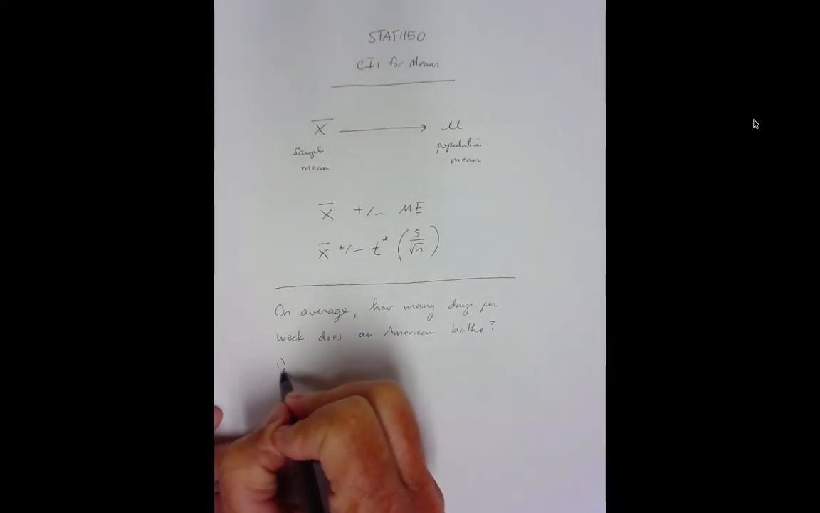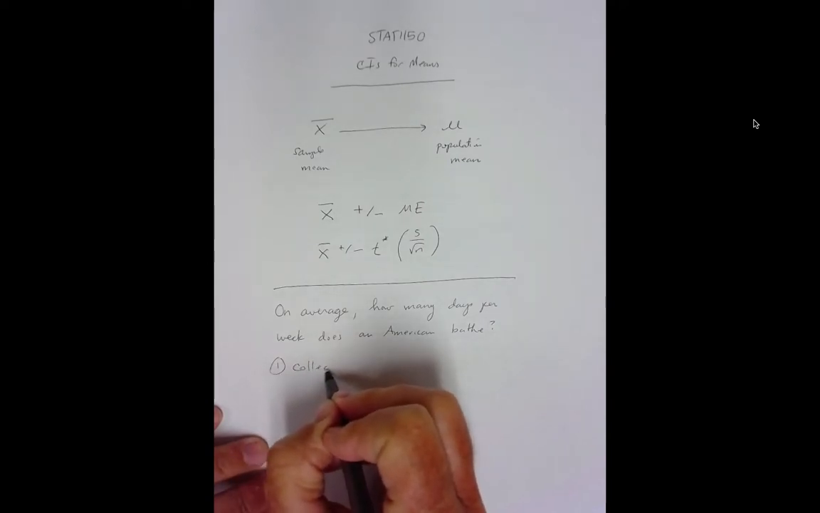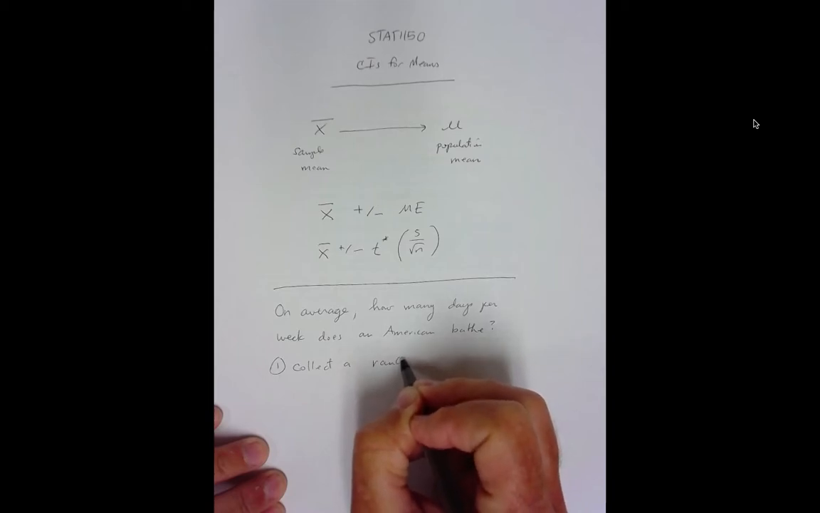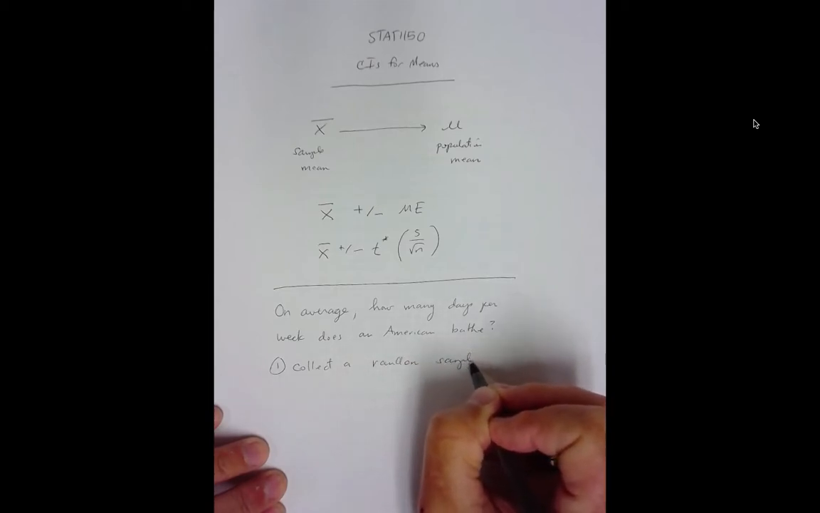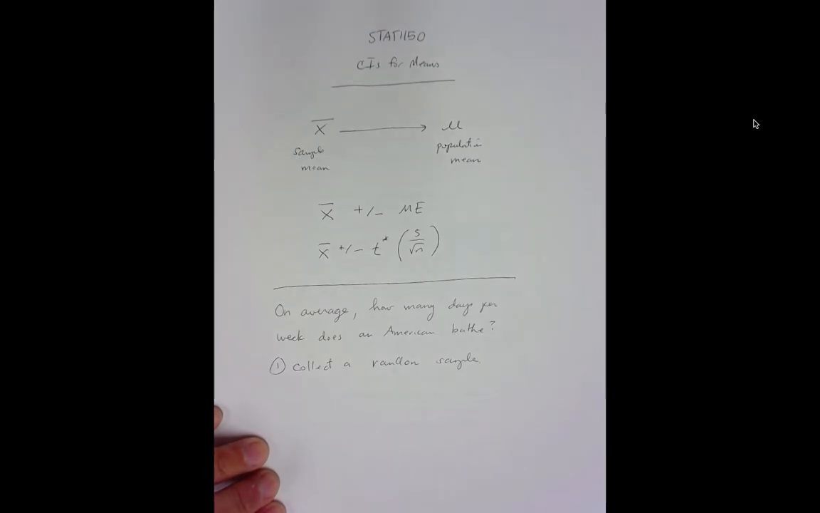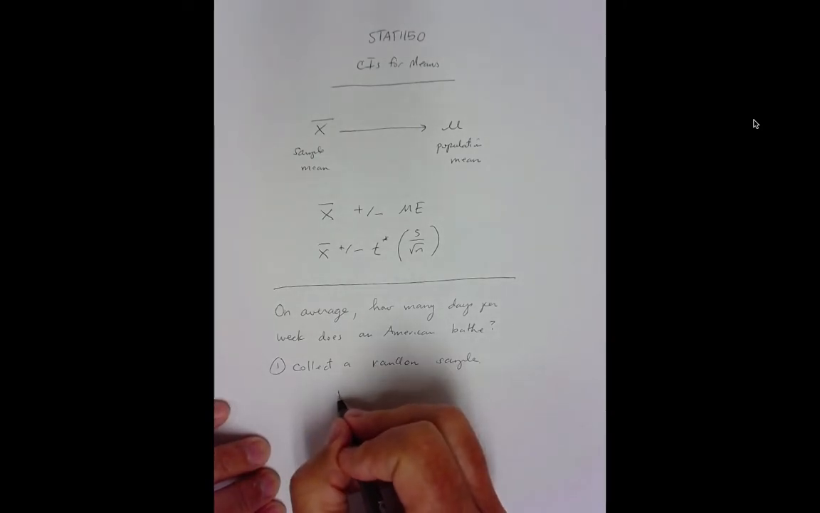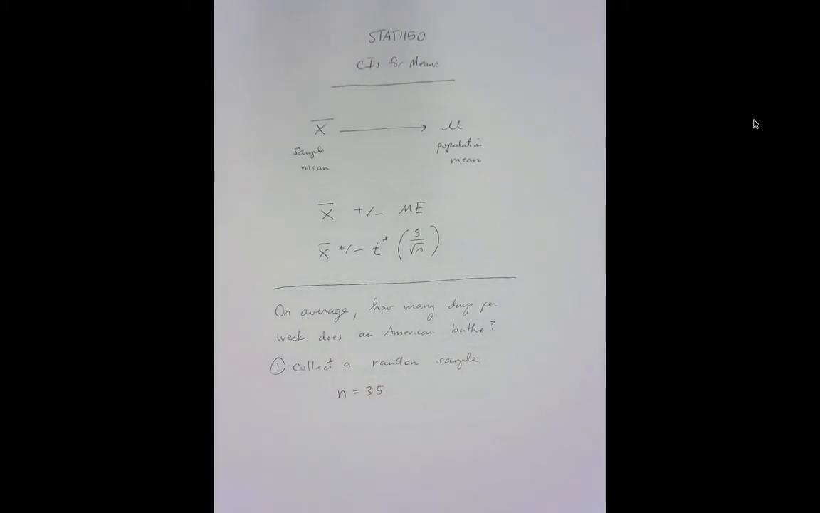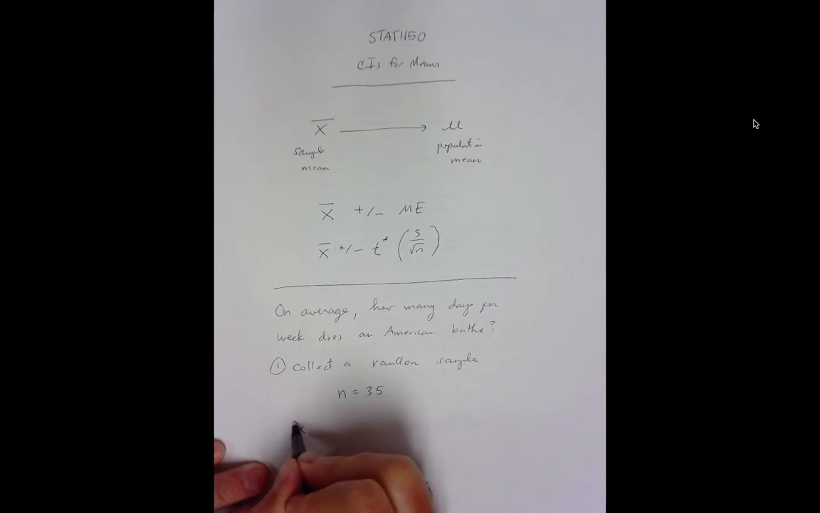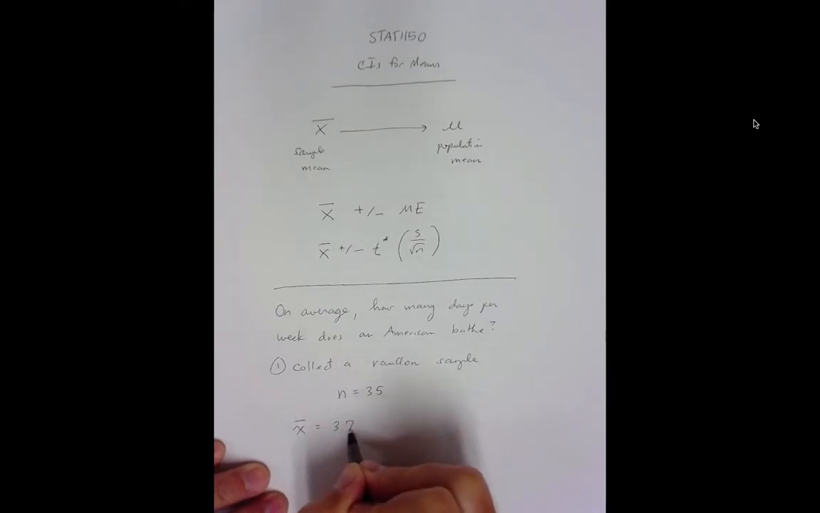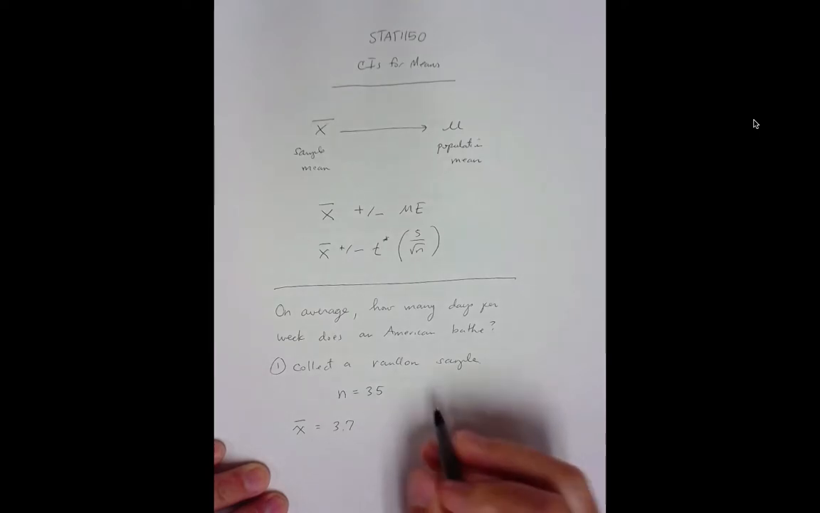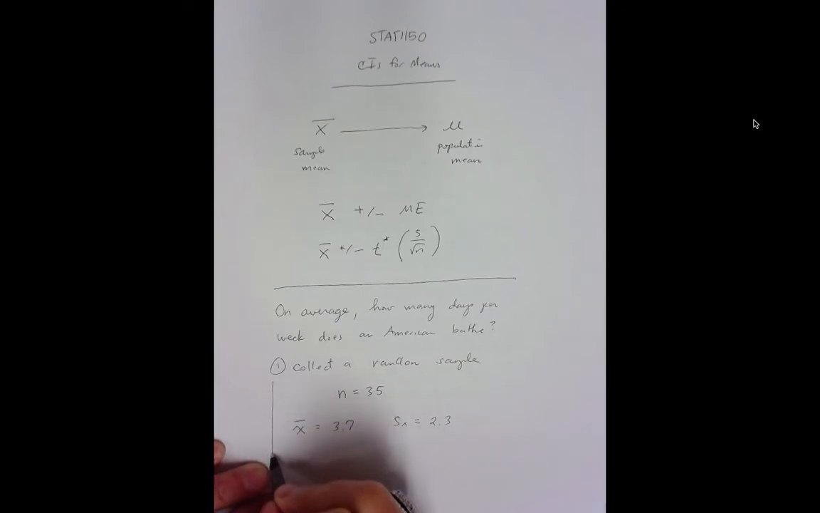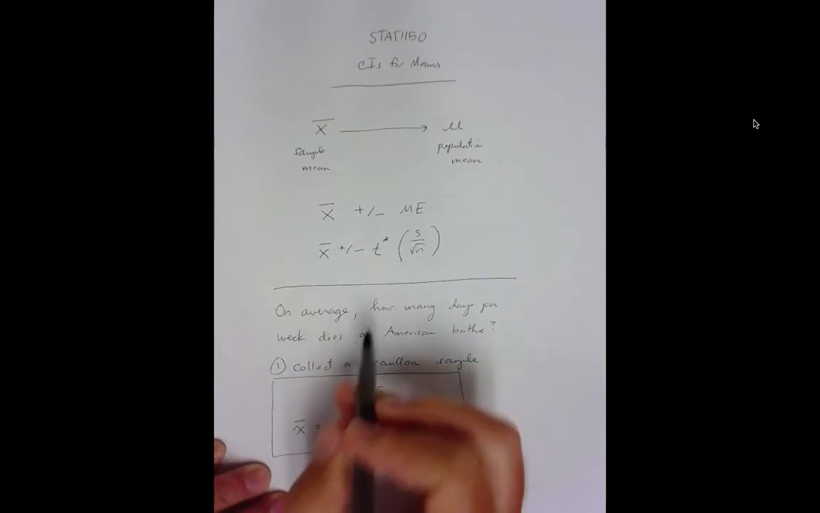So, what's the first thing we would do? Collect a random sample. And let's say we do that. Let's say we went out and sampled 35 Americans and asked them, how many times per week do you bathe? We analyze the data, and let's say we find that the mean is 3.7 days with a standard deviation equal to 2.3 days.